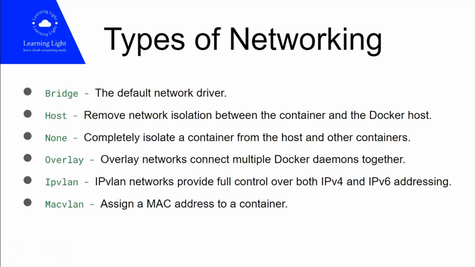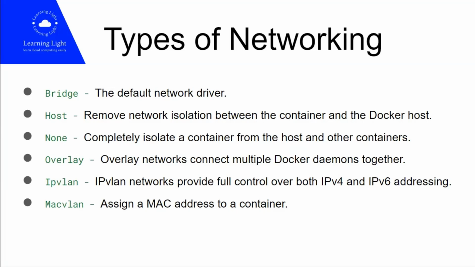Now, the host type of network removes network isolation between the container and the Docker host and uses the host's networking directly. The overlay is the network that connects multiple Docker daemons together and enables swarm services and containers to communicate across nodes. We will discuss Docker Swarm in the upcoming lectures. This is just an overview of what the overlay actually plays in networking.